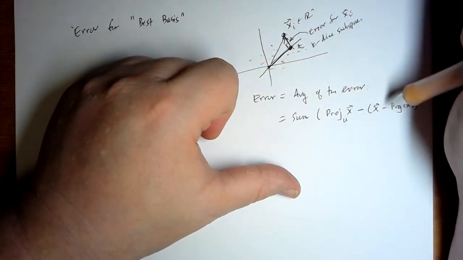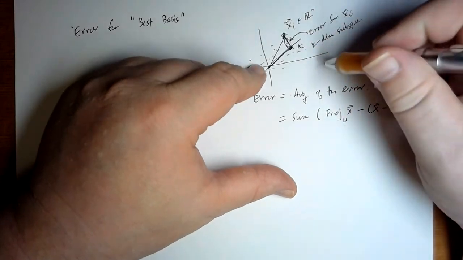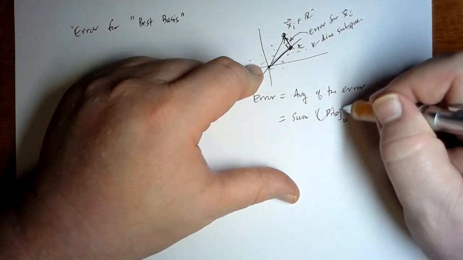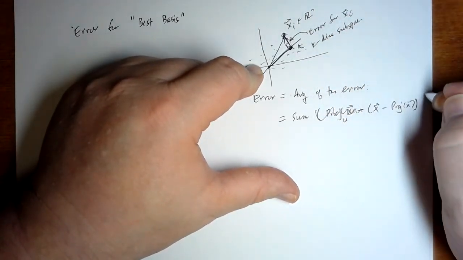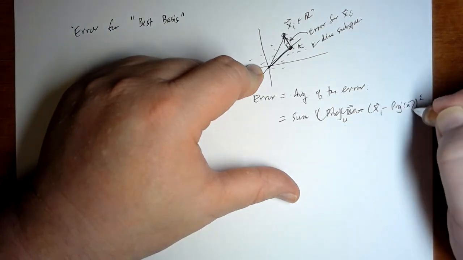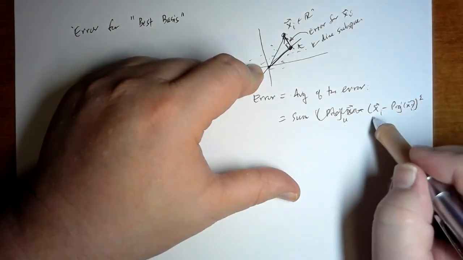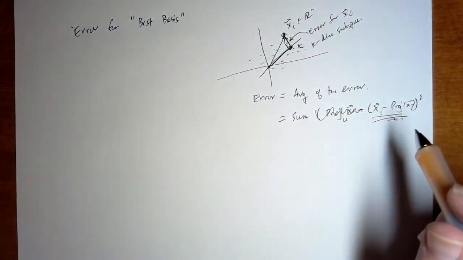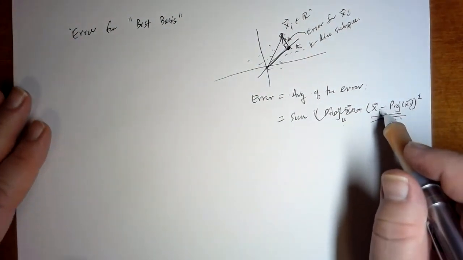Oops, what did I do there? I didn't want to make that. This should be just the x minus the projection, squared, and I'm summing those over all my data. So we just need to figure out what does this function look like. Good.